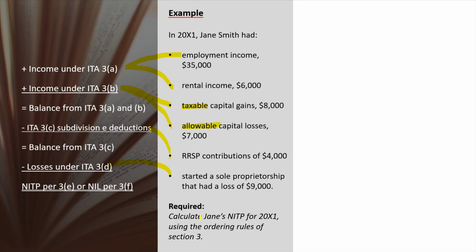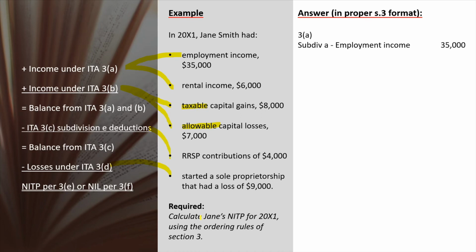Let's take a look at how we'd like this formatted. So the answer in proper section 3 format, we would start off with 3A, and we require you to indicate the subdivision. So we have subdivision A, employment income of 35,000. That again is coming from over here. Then we have subdivision B, that is rental property. Remember, subdivision B is income or loss from business or property.